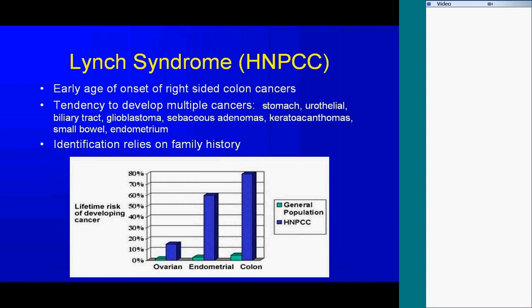So, getting back to Lynch syndrome, these are patients who have early age of onset of right-sided colon cancers, and they have a tendency to develop multiple cancers, in particular endometrial cancer, and small bowel cancer is also notable. The identification right now of a patient relies on the family history to pinpoint patients needing genetic testing. And you can see that overall, the Lynch syndrome patients have a very high lifetime risk of developing colorectal cancer compared to the general population, and a quite high risk of about 60% of developing endometrial carcinoma. So it's important to identify these patients so they can be screened appropriately for these cancers.